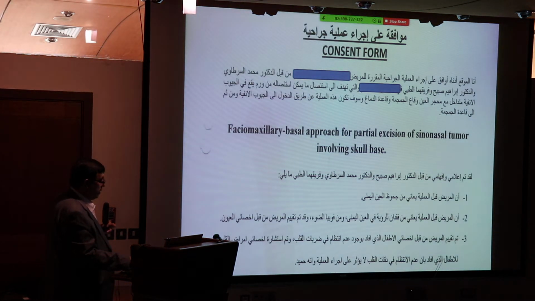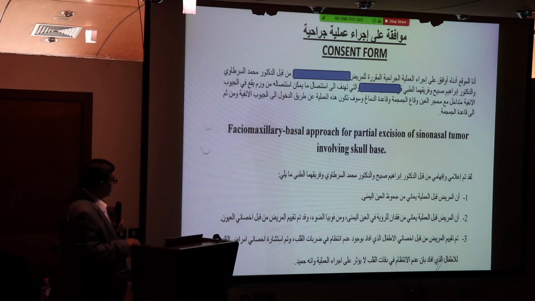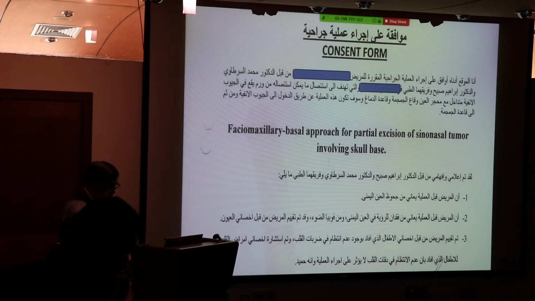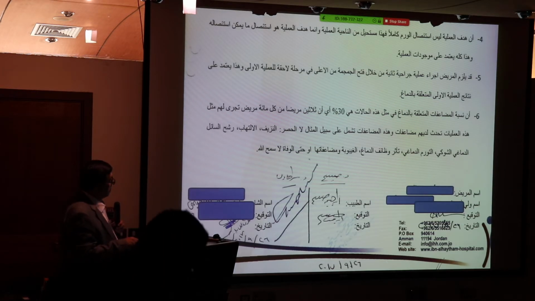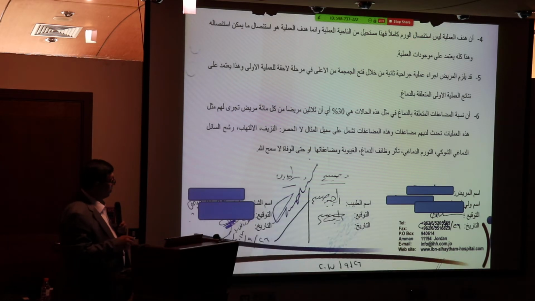The consent form should be detailed, and we have to describe what exactly we are going to do. Myself and Dr. Sartawi are doing the surgery. We explain what the patient is complaining of and, most important, that the aim of surgery is to remove the tumor completely, but this is impossible from a practical point of view. You cannot remove every single piece of tumor in the skull base. The aim of surgery is to excise as much as possible, and this all depends on what we find during surgery. This is very important for the patient's family to know.